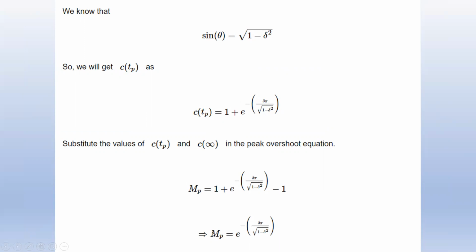If we observe, this Mp over here is dependent exponentially on this damping factor.